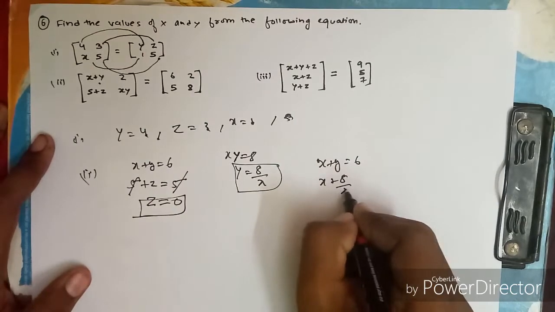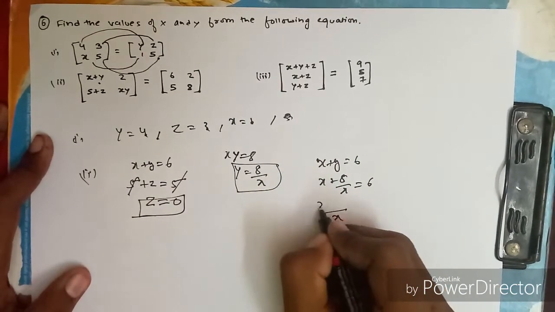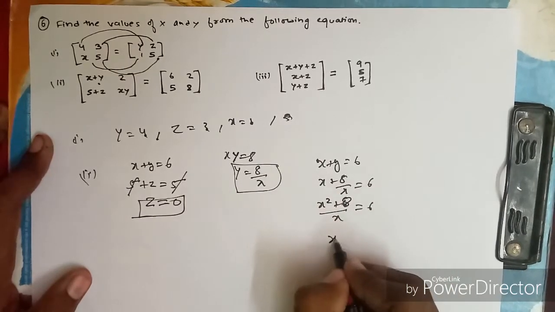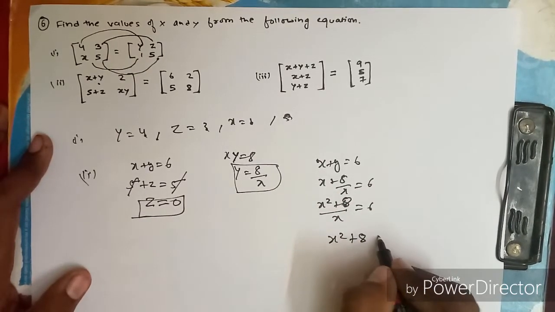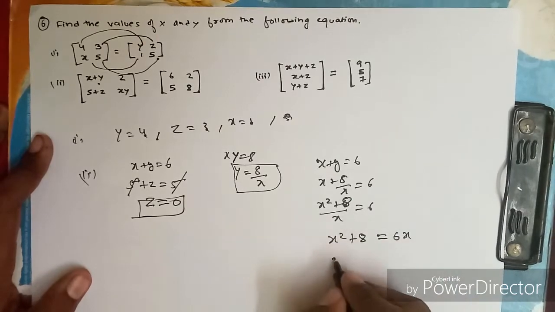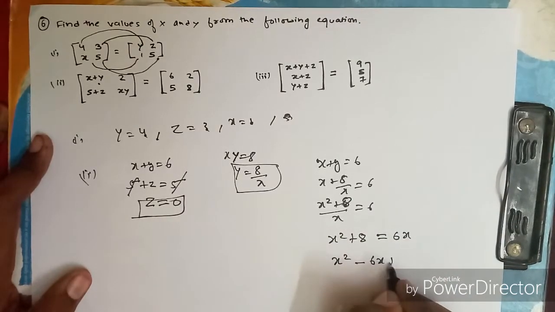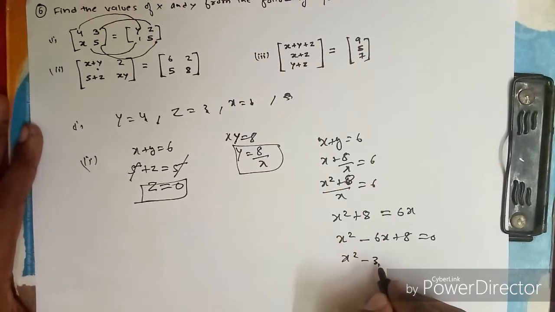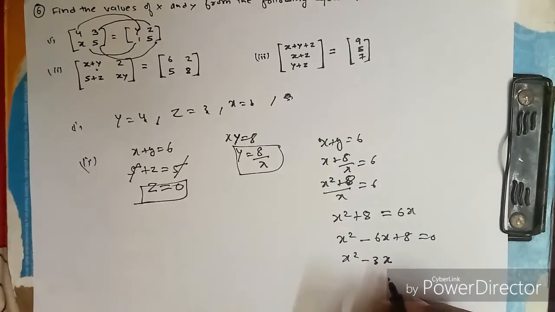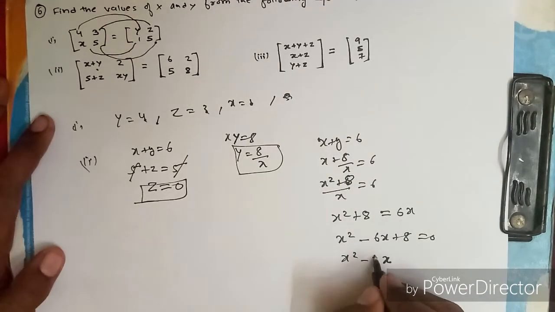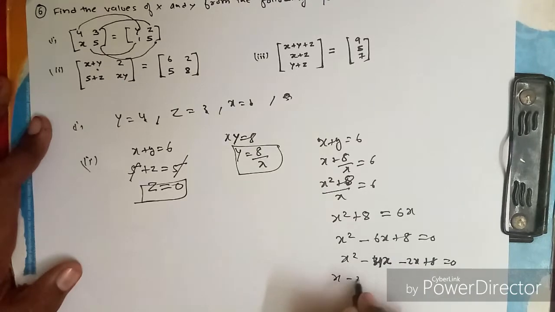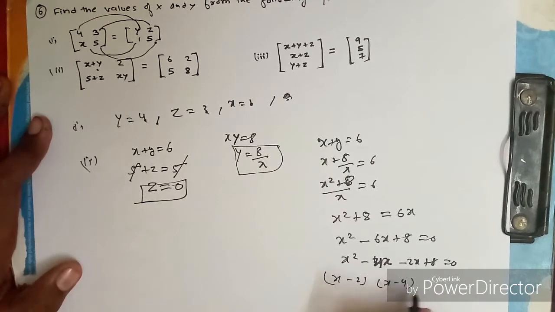X plus 8 by x equals 6, so x square plus 8 equals 6x, so x square minus 6x plus 8 equals 0. Then x square minus 4x minus 2x plus 8 equals 0. So x minus 2 and x minus 4 are the factors, then x equal to 2 and x equal to 4 are the solutions.